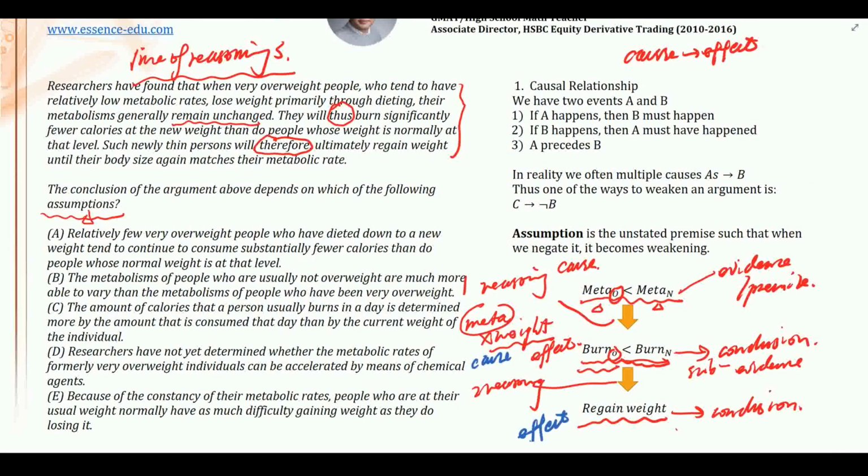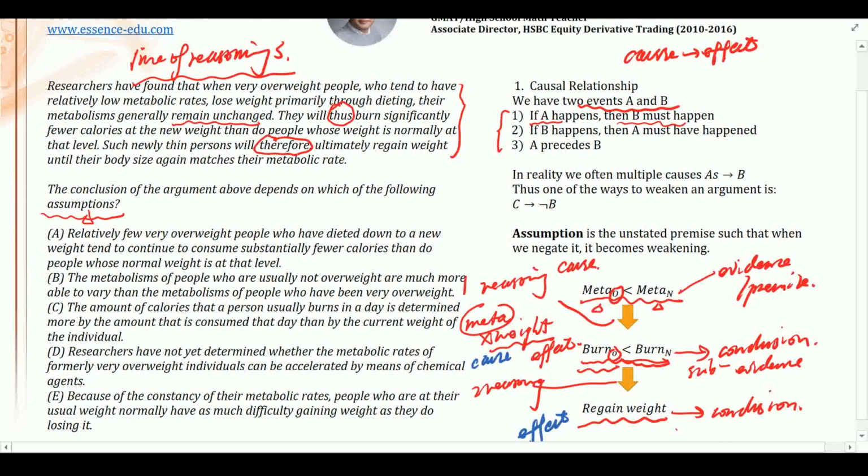One is simple induction. Another one is called causal relationship. Let me introduce you. We have two events, A and B. If the following three properties are satisfied, then we say there is a causal relationship between them. The first one: if A happens, B must happen. That's to say, if we have the cause, we must have the effect.